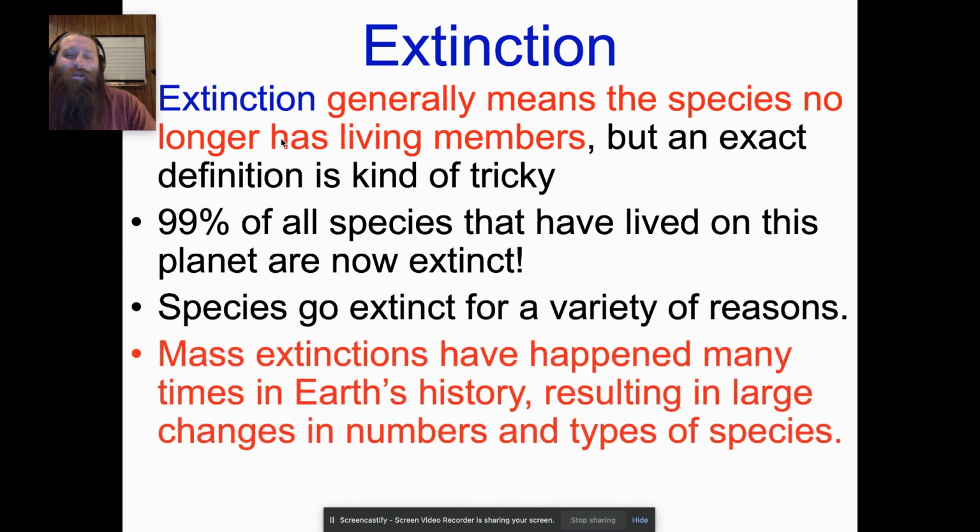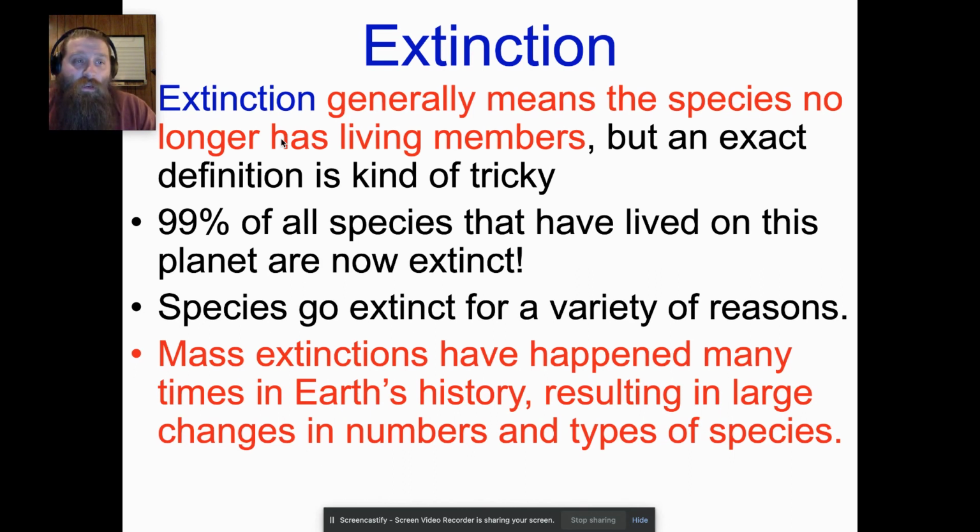So mass extinctions are kind of a different branch of this. If something goes extinct, like a single animal, there could be a lot of reasons for that. The dodo bird is an example, right? They hunted the dodo bird to extinction. Well, it was just one species. Not that that's a good thing, but it's just one species, one extinction event. A mass extinction event is an event where many, many, many species all go extinct about the same time.